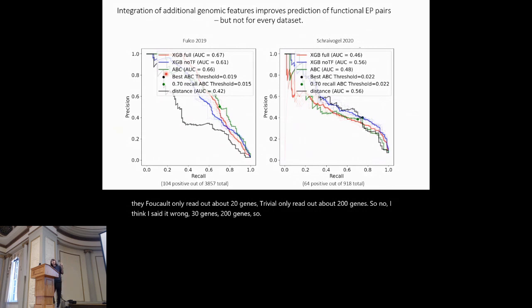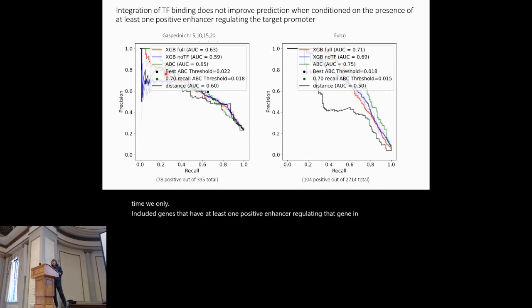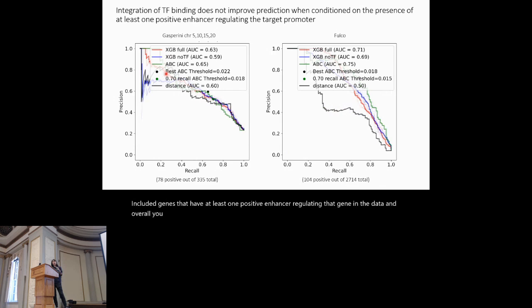They justifiably focused on genes that potentially have a positive enhancer regulating that gene. So we went back to the Gasparini et al. data and tried to filter it in a similar way. So this time we only included genes that have at least one positive enhancer regulating that gene in the data. And overall, you see a significant increase in performance, but again, the overall performance of the XGBoost model, including transcription factors, is not very different from the ABC model.